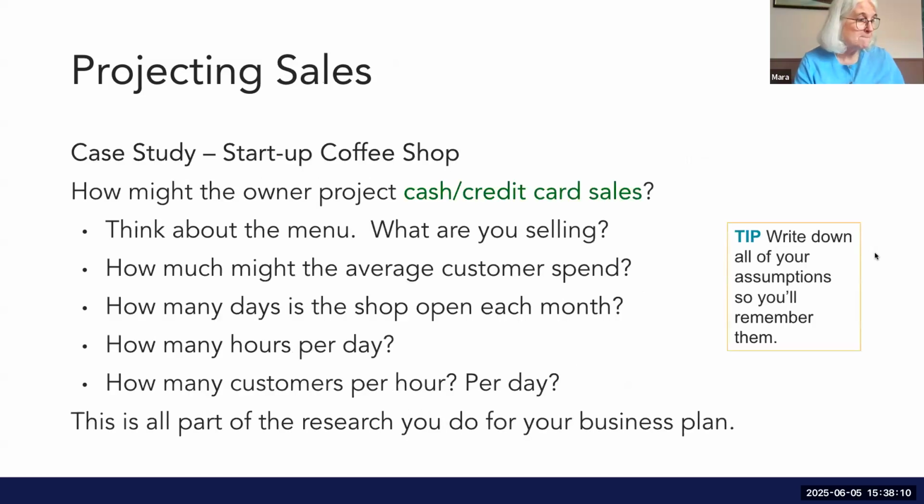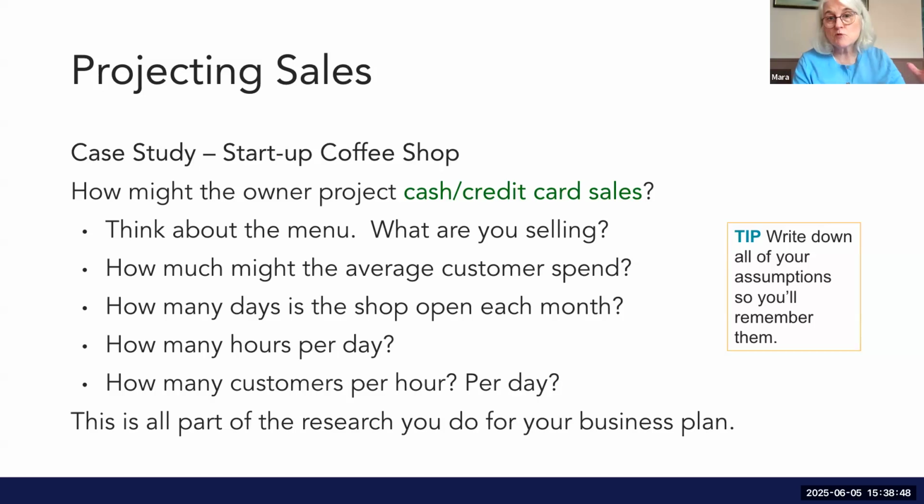Next slide, please. So we're going to look at the case study of our startup coffee shop and walk through how he might project his cash and credit card sales. We're considering credit card sales as being pretty much like cash sales. So he'd want to think about his menu. What is he selling? In his particular case, he's selling the typical coffee drinks, espresso drinks, and some non-coffee drinks. He's going to serve some pastries, and he's also going to serve things like breakfast burritos, maybe some breakfast sandwiches, things like that. So he's going to set up his menu.